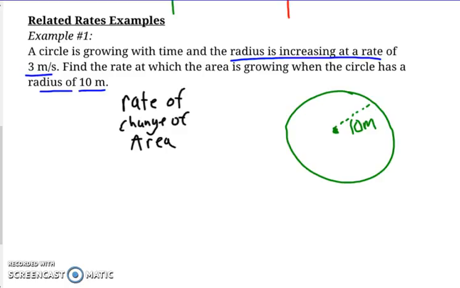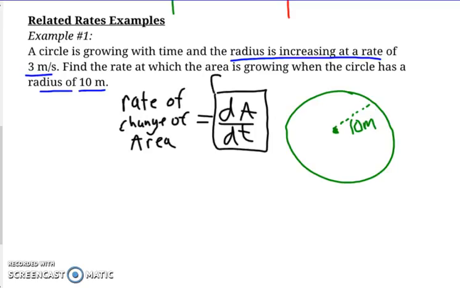Another way to say that is we're trying to find the slope of the area with respect to time. We are trying to find the derivative of area with respect to time. This is what we are trying to find. The rate of change of area as time changes. It's the slope of area with respect to time. So this is what we're trying to find.